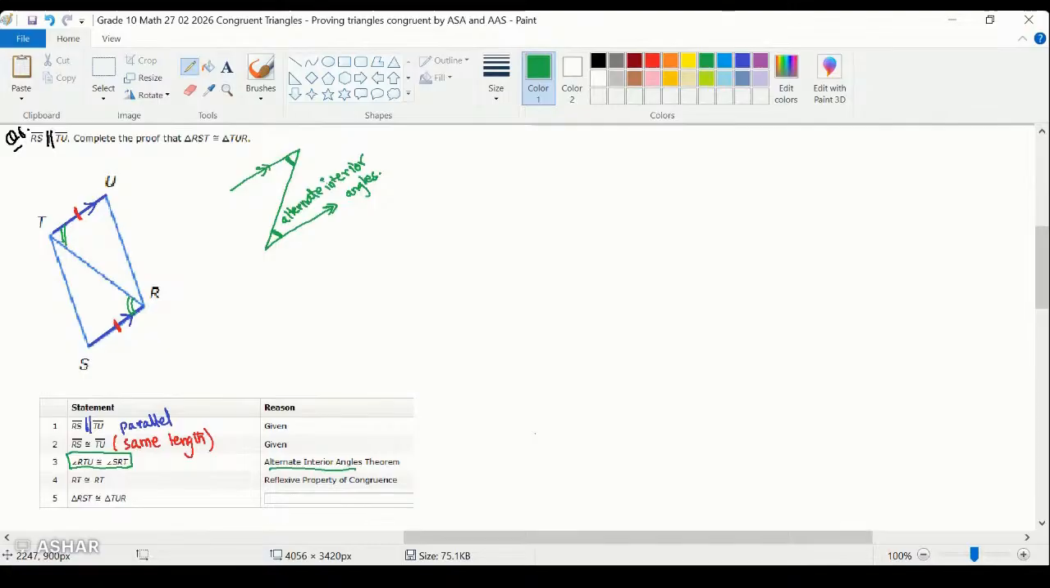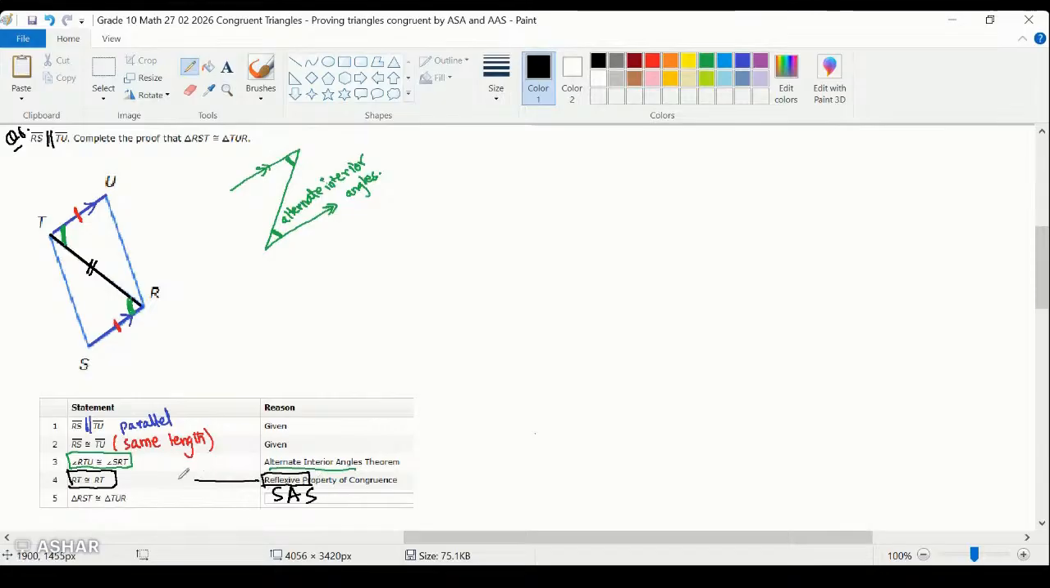Then they're saying the length of RT and RT is the same. That means RT is a common side. That is already given to us. Okay. How much information is given to us? We are given the length of one side, the second side, and the angle in the middle, right? So we can use side, angle, side. And they already told us reflexive property.